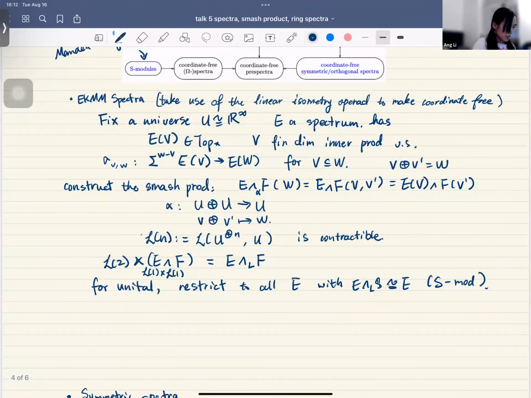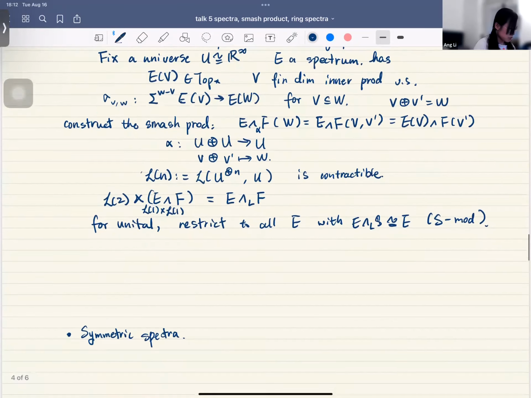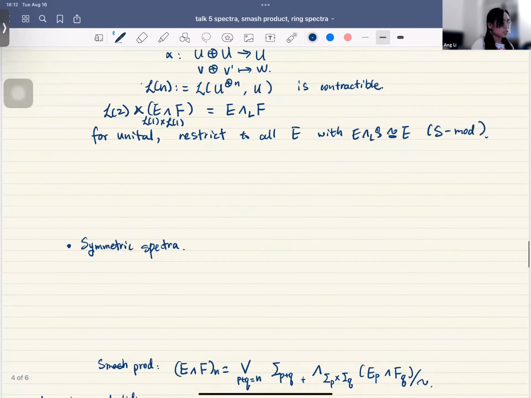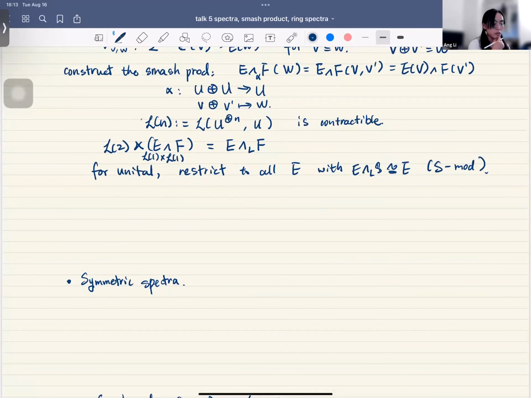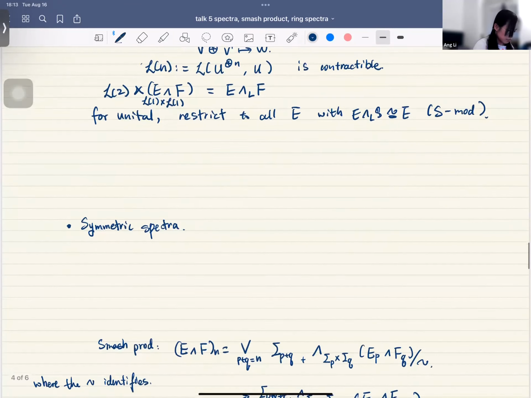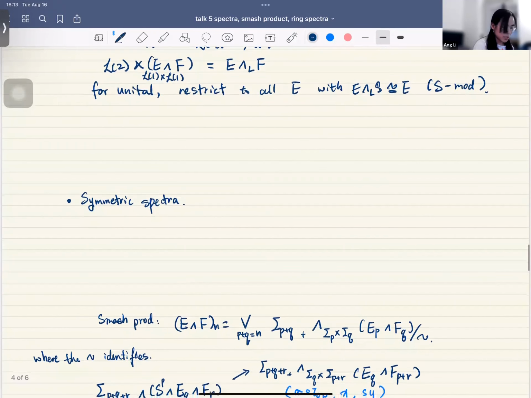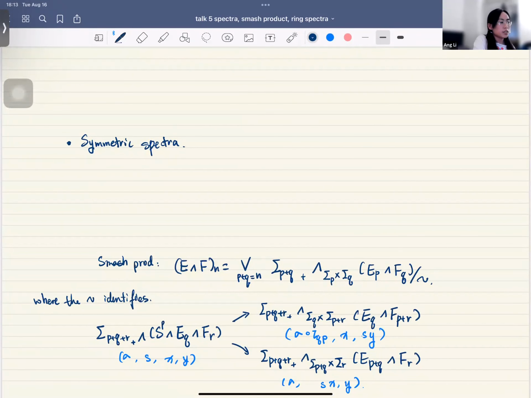Okay, and then we have the symmetric spectra approach. The good thing about that is you can write out an explicit formula for the smash product, which I'm being lazy and have pre-written. But let me put the setup first. So the symmetric spectra, it is an equivariant space as a sequence of its components.